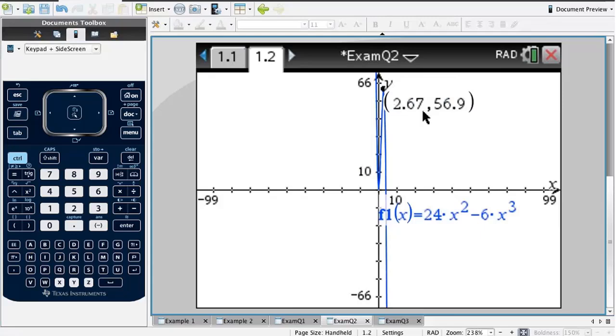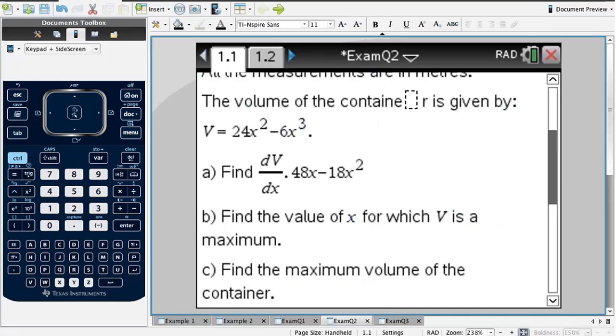So x is 2.67. But the maximum volume is 56.9, so it's important that students actually understand what these numbers mean. It's easy for them to get the interpretation of the numbers mixed up. So it's important that they realize the first number is the input, which is the length in this case, and this is what it equals, which is the V. So this one here was 2.67. And the next one, which is the maximum value, was 56.9.